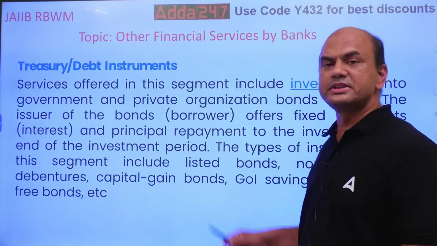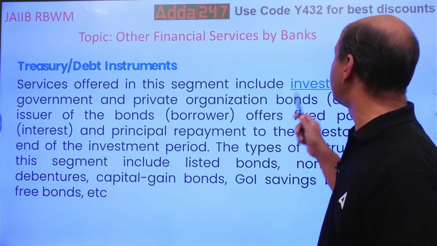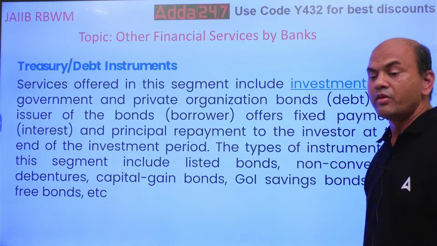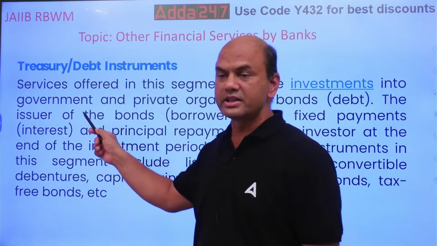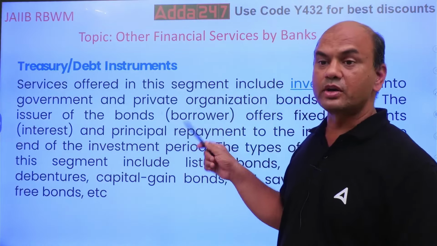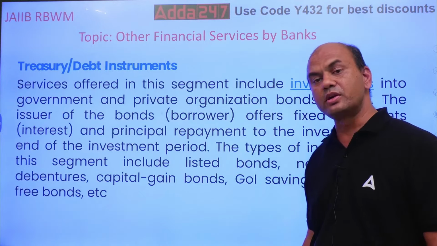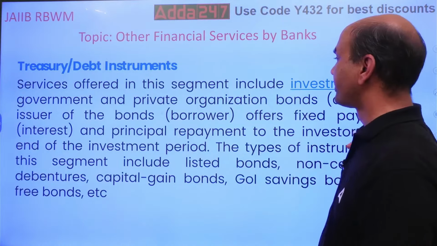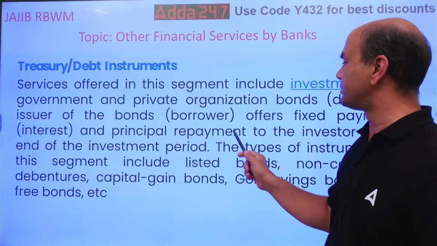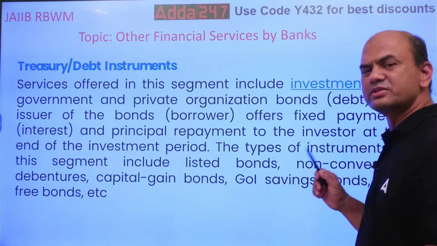Treasury debt instruments. Now this is again debt. Already I have explained bonds. Services offered in this segment include investments into government and private organization bonds. When we say government bonds, it is actually known as government bonds. When a private company issues the bonds, it's called as debentures. Okay? Private company issuing the bonds is called as debentures. The issuer of the bonds, the borrower, offers fixed payment, interest and principal repayment to the investor at the end of the investment period.